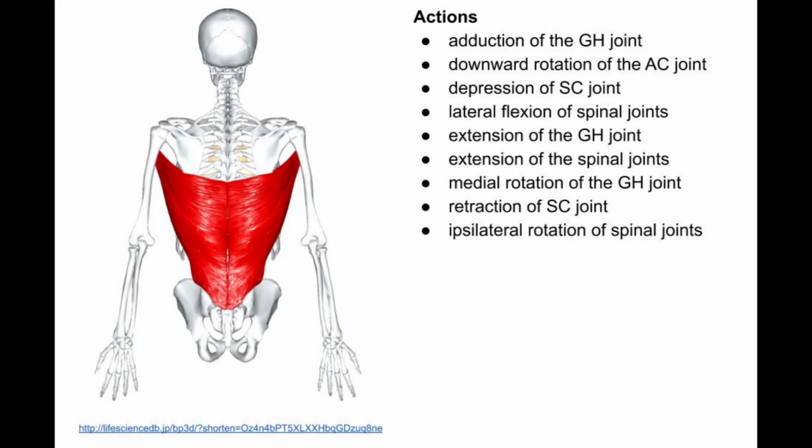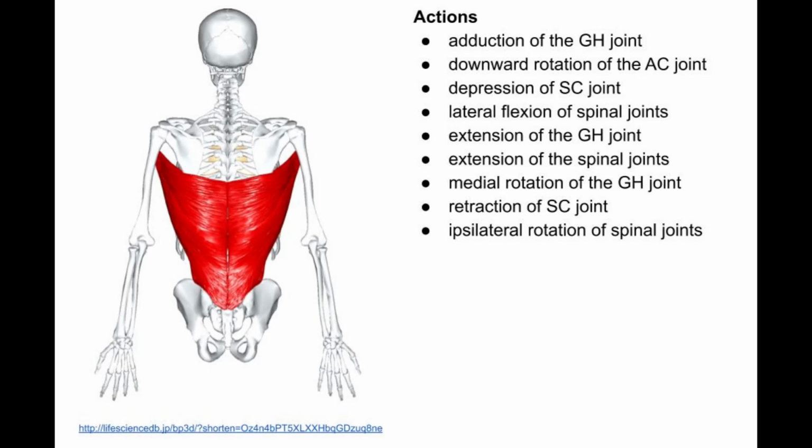Then retraction of the SC joint, also within the transverse plane. So as the muscle pulls posterior and medial on the humerus, that would pull the clavicle posteriorly within the transverse plane, which is retraction of the SC joint.